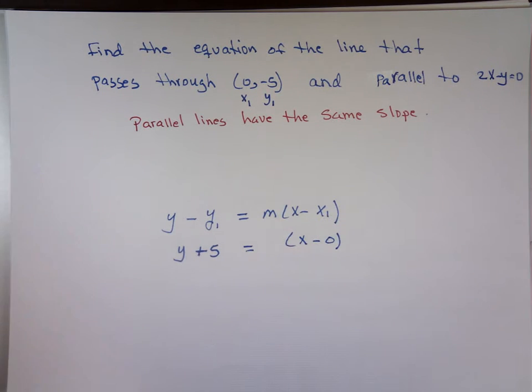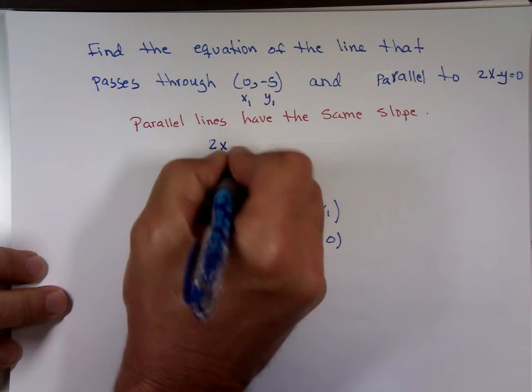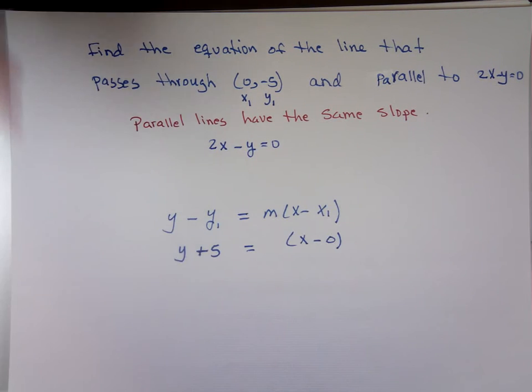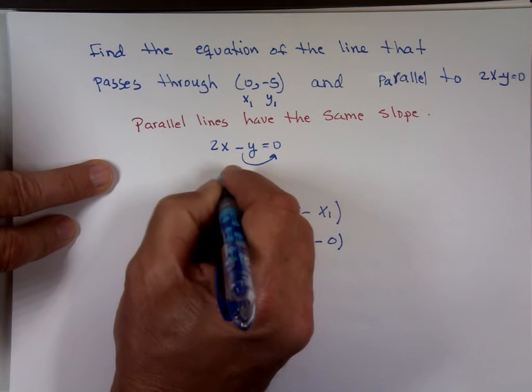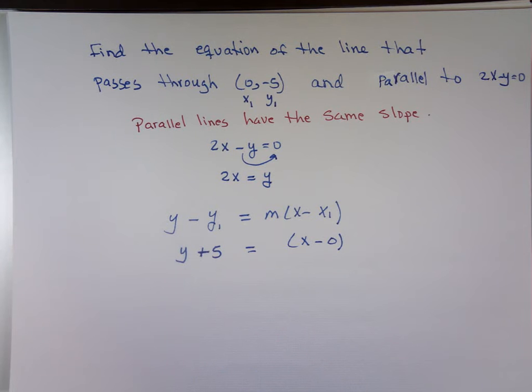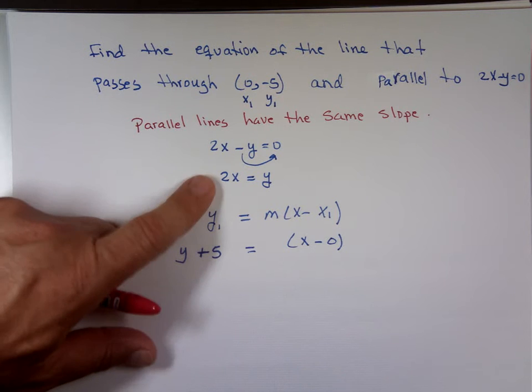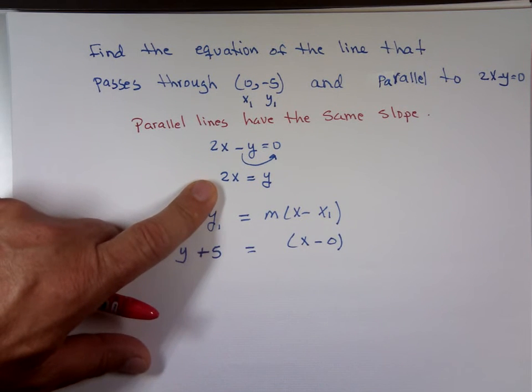So what is the slope for this line then? That is 2x minus y equals 0. What's the slope of that? 2, not a minus 2? Yes, you gotta solve it for y first. So to solve it for y, you gotta take the minus y there. So y equals 2x. The slope of this line is the number in front of x once you put it in that format. So the slope is 2.